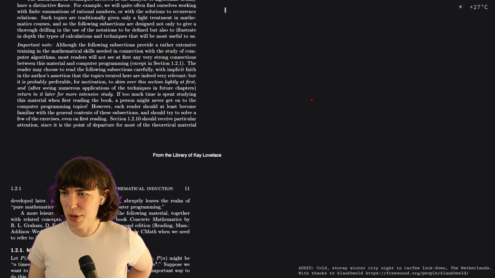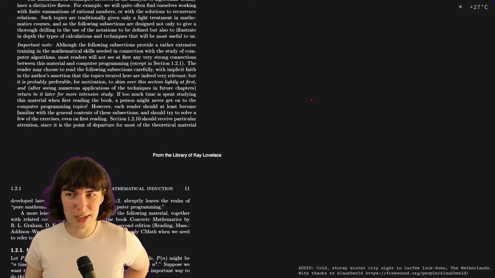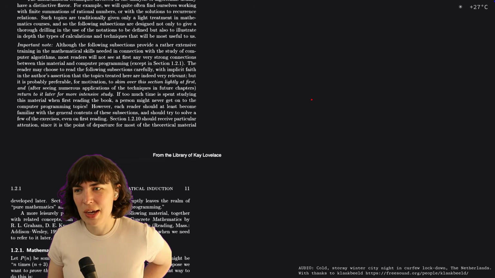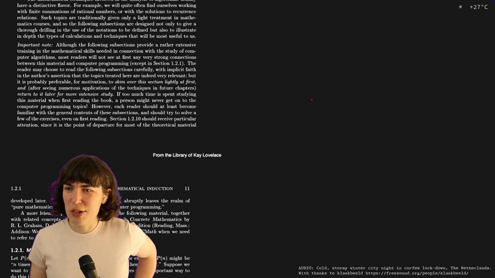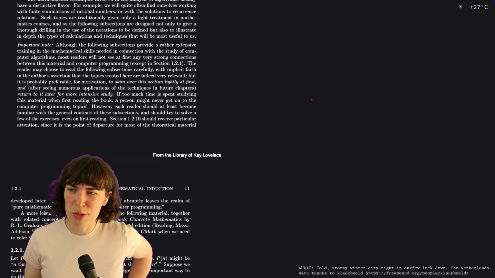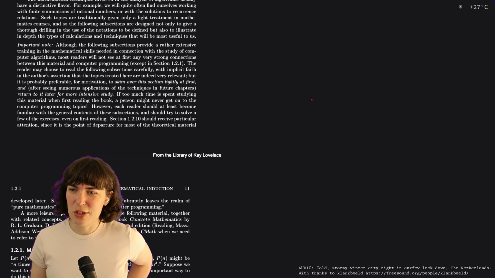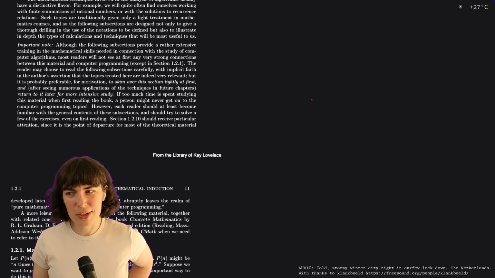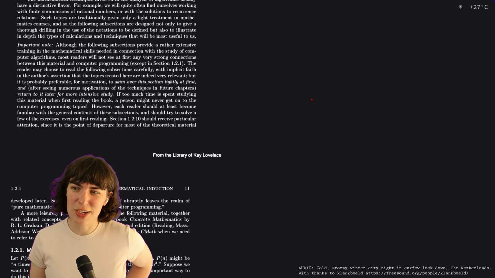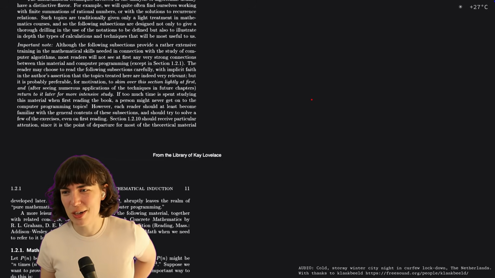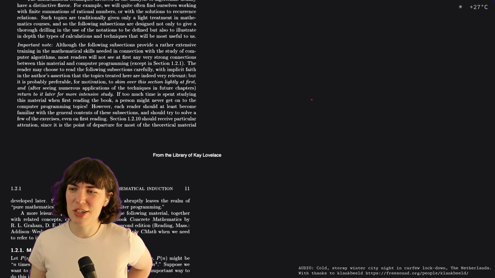Important note: although the following subsections provide a rather extensive training in the mathematical skills needed in connection with the study of computer algorithms, most readers will not see at first any very strong connections between this material and computer programming, except in section 1.2.1. The reader may choose to read the following subsections carefully with implicit faith in the author's assertion that the topics treated here are indeed very relevant, but it is probably preferable for motivation to skim over this section lightly at first and, after seeing numerous applications of the techniques in future chapters, return to it later for more intensive study.